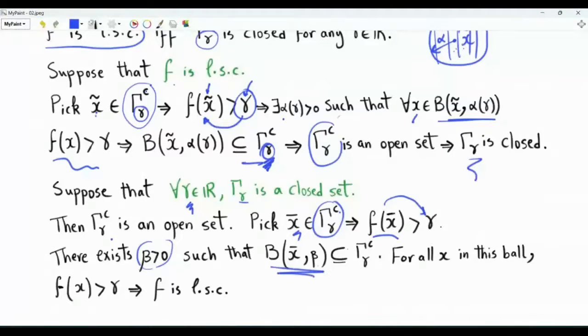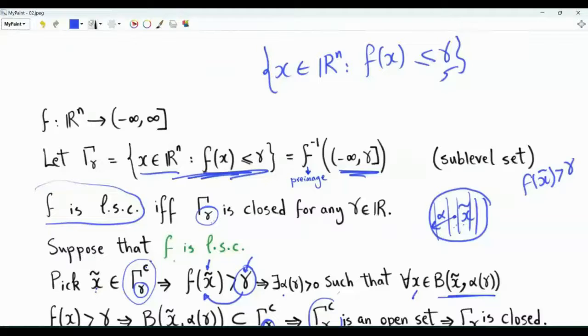We discovered that we can find the neighborhood of this point, and in this neighborhood, every x satisfies the inequality that f of x is strictly greater than gamma. And this is the definition of a lower semi-continuous function. We have now both directions. We have proved the result that if the sublevel set parameterized by small gamma is closed for any gamma in R, then the function is lower semi-continuous. The converse is also true.